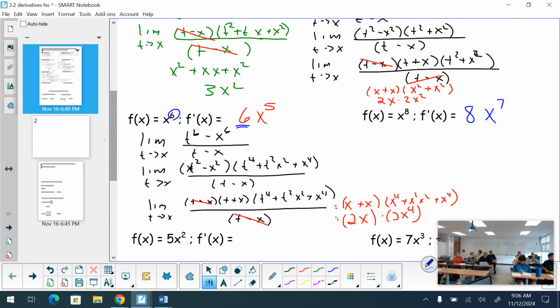Okay? And what happened to the exponent of our derivative? What do we do with our exponent, to our function, to get to our derivative? What happened to our exponent here? At 8 down to 7, 6 down to 5, what are we doing? Subtracting 1. So we are subtracting 1 from our exponent, and our coefficient is running out front. So if I bring my exponent out front, and we subtract 1, we can come up with our derivative. This is what we call the power rule.